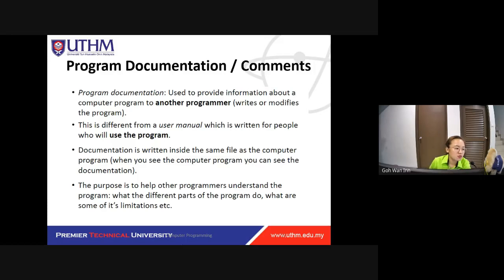So next, what is program documentation or comments? Program documentation is used to provide information about a computer program to another programmer who writes or modifies the program. This is different from a user manual, which is written for people who will use the program. Documentation is written inside the same file as the computer program, so when you see the program, you can see the documentation. The purpose is to help other programmers understand what the different parts of the program do, what some of its limitations are, and so on.